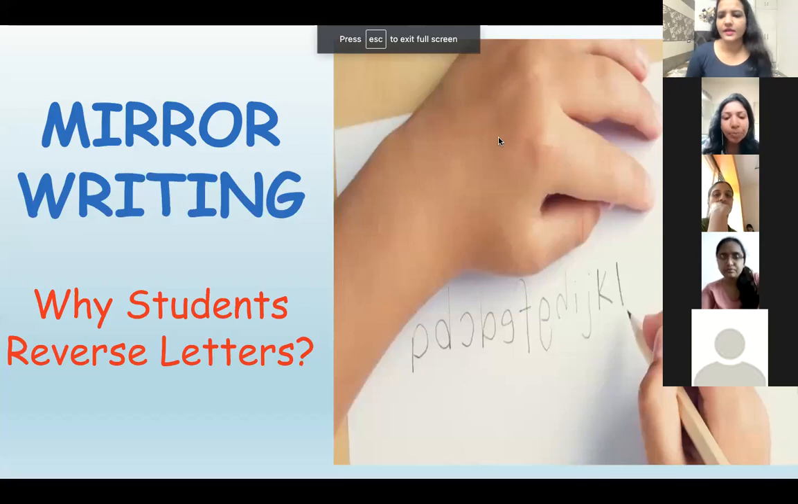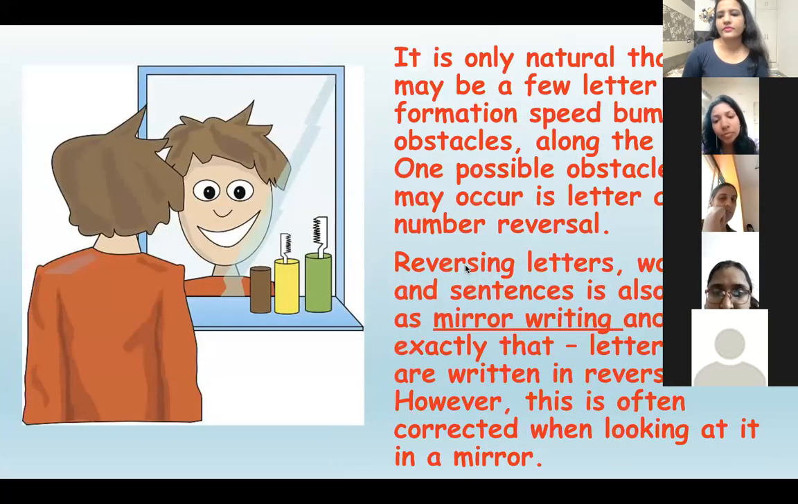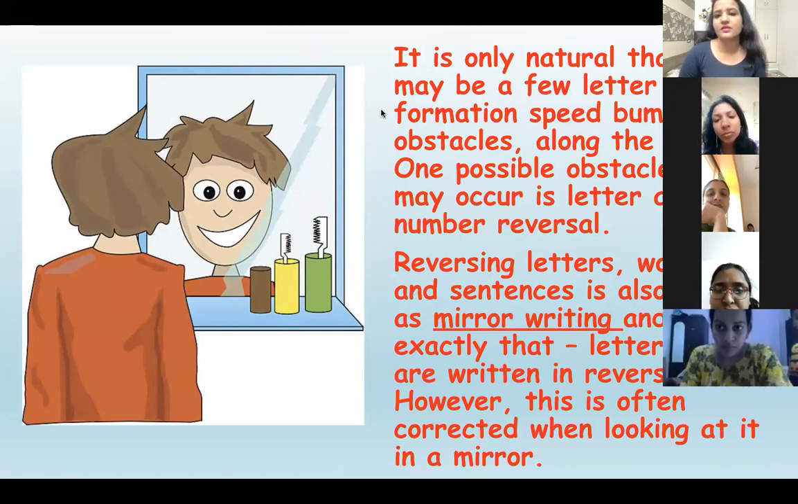Let's begin and let's first understand mirror writing, why students write reverse letters. So what is a mirror image? When you're watching yourself in a mirror, you see the other side, a replicate side of your face. It is only natural that there may be a few letter formation speed bumps or obstacles along the way. One possible obstacle that may occur is letter and number reversal.